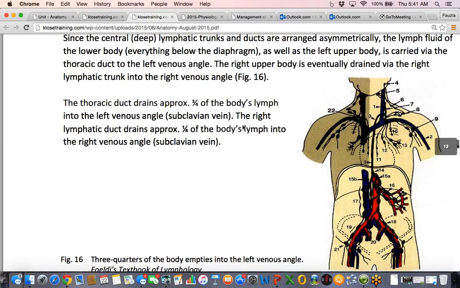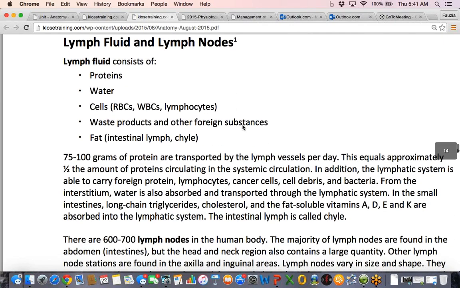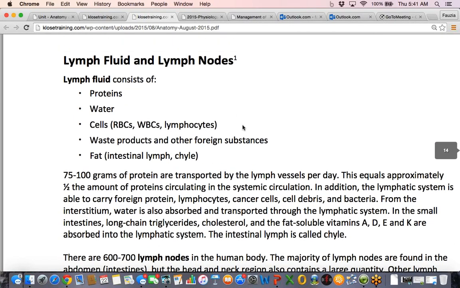So this is just a description of everything we went through. The next section is talking about what is in the lymph fluid. We have protein, water, cells, primarily lymphocytes. We have waste products, and then, of course, fat from the intestinal trunks.